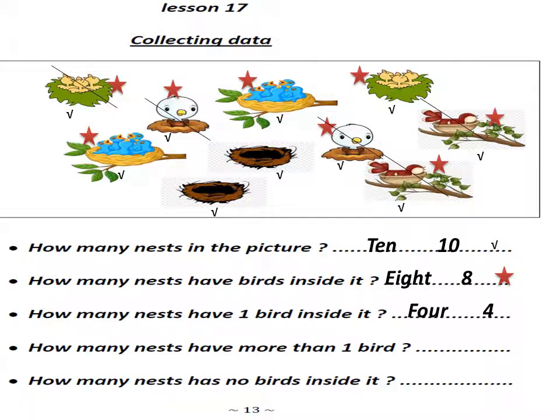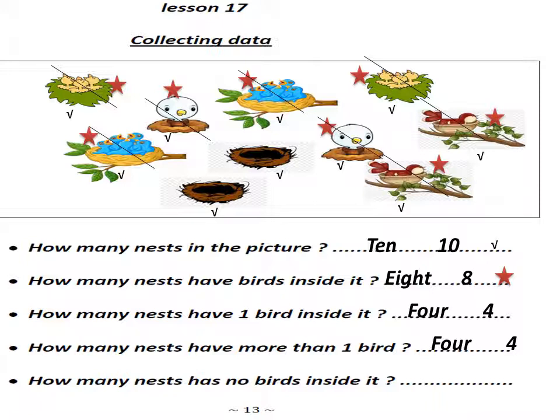How many nests have more than one bird? So we will count the nests that have more than one bird only. So it will be 1, 2, 3, 4. It will be 4.